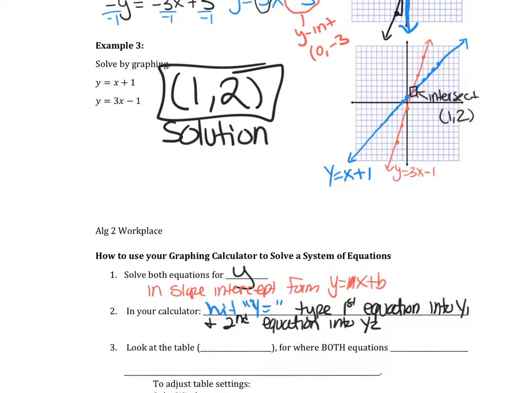Did you hit y equals? So you're seeing the y1, y2, y3? Yes. So in your first one, we're going to just use example 3 to show how to do it in the calculator. So you're going to type x plus 1. The key you use for x is right under mode. This button right here. So you get x. And then in your second one, it'll be 3x minus 1. So 3x minus 1.